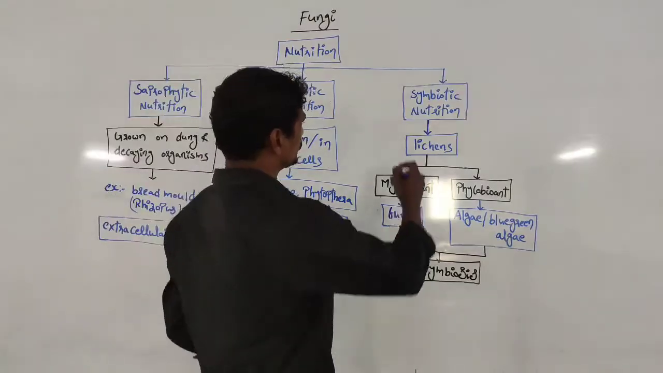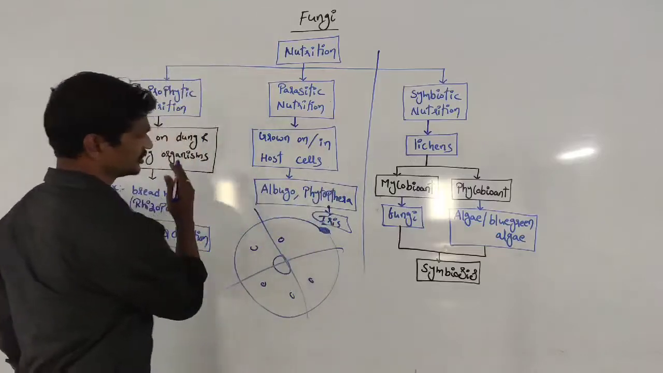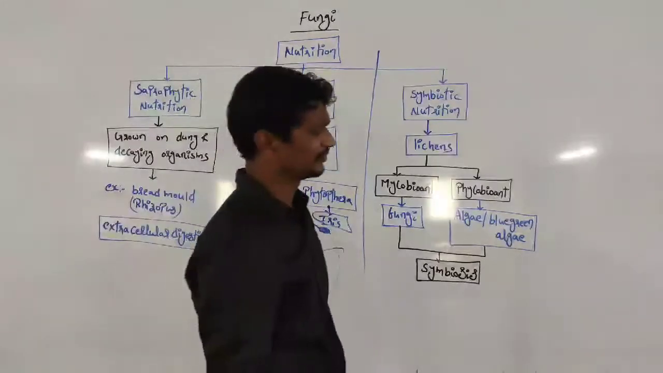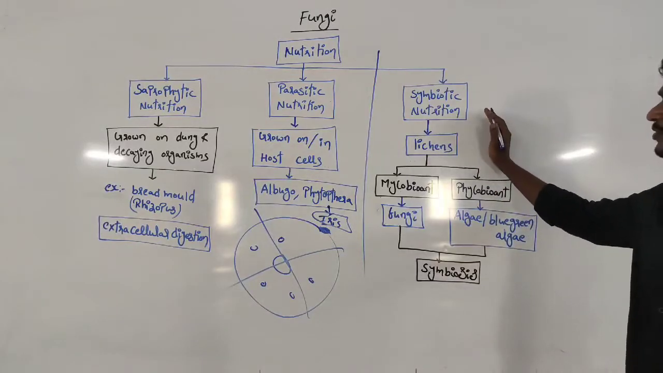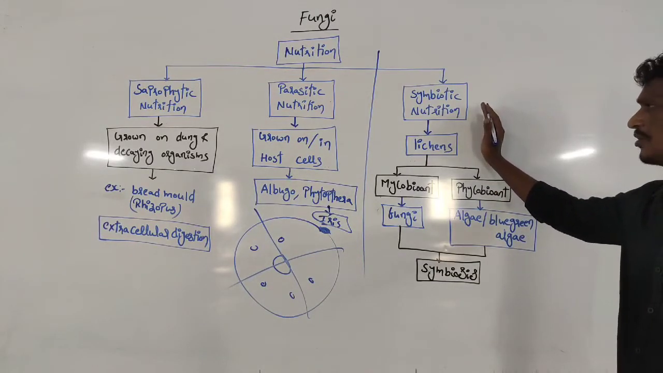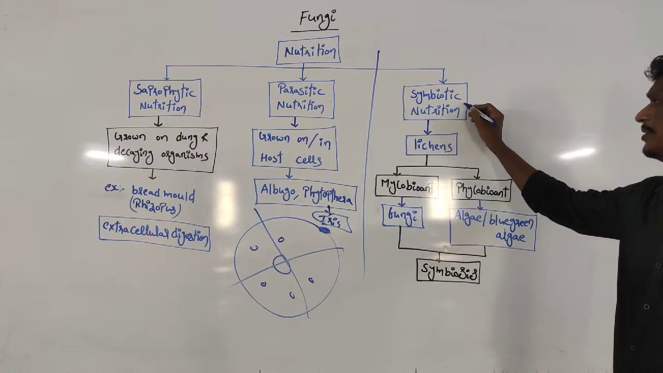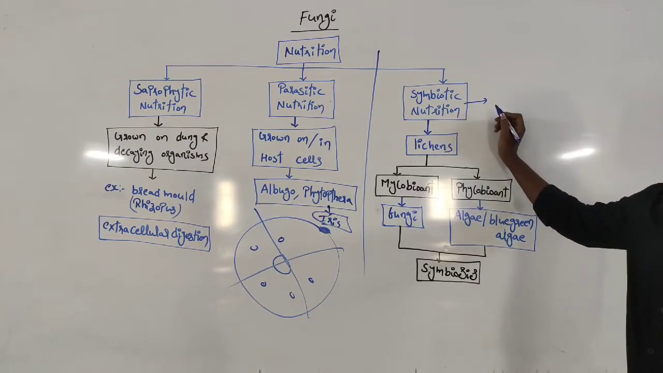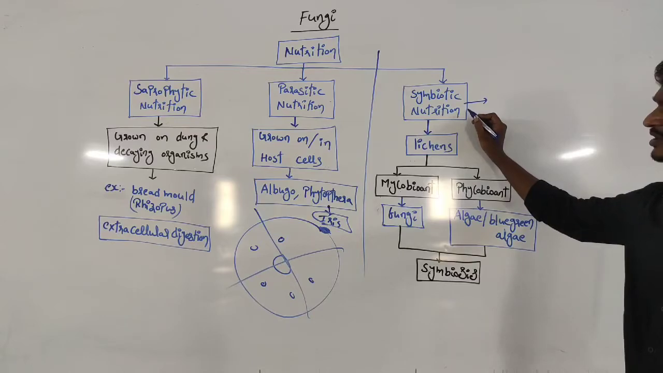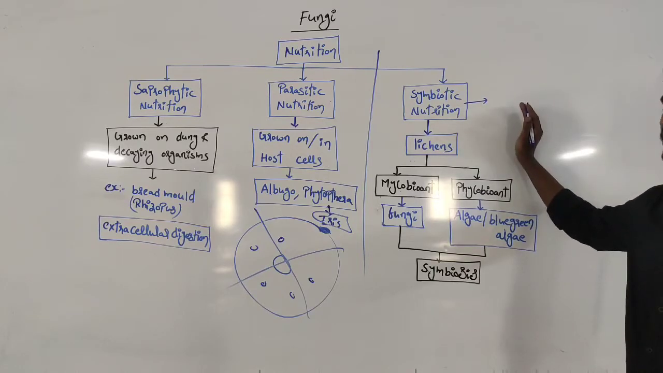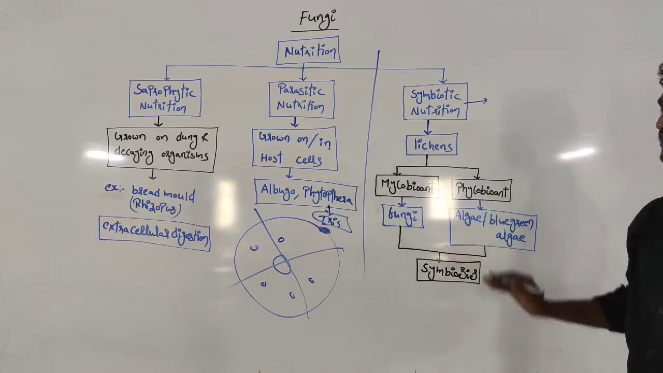This is the major one, because we already discussed these two types of nutrition, but we are new to this one. Here there is a symbiotic relationship, or symbiotic nutrition. It is a mutual relationship between two different organisms, and both organisms are getting benefit. That kind of nutrition is called symbiotic nutrition. Remember, examples here are lichens.